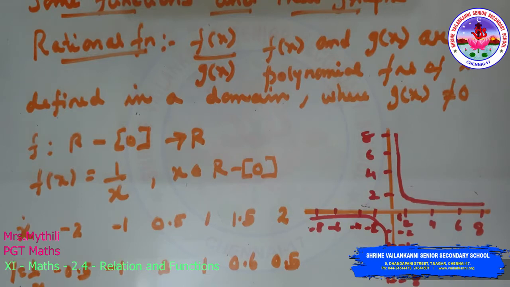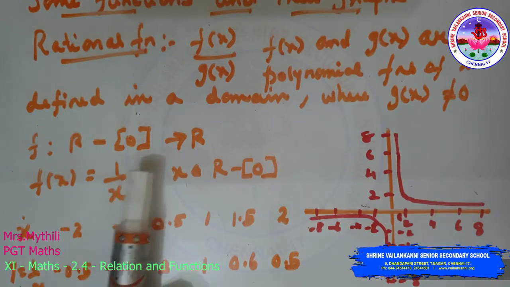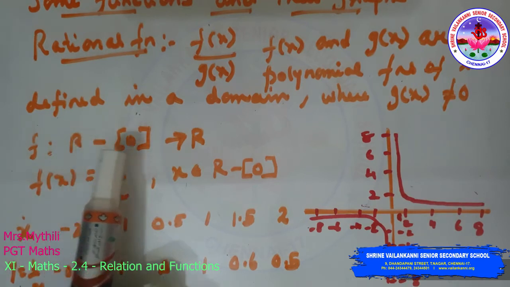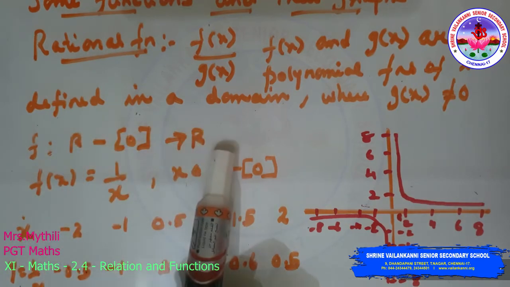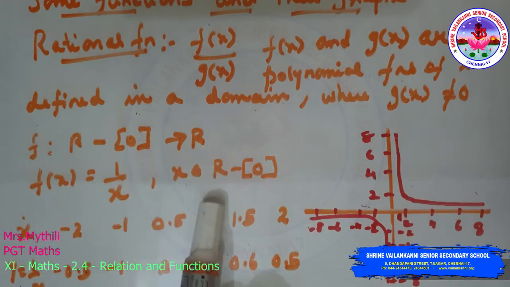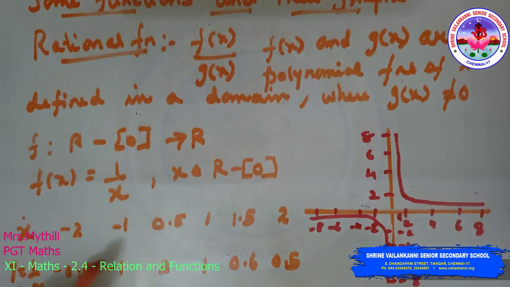So for example, define the real valued function f from R minus 0 to R. So real numbers except 0 are the domain, and the range is real numbers. Then f of x equal to 1 by x, where x belongs to R minus 0. So we have to find what is the domain and range of this function. So the table is to find y.